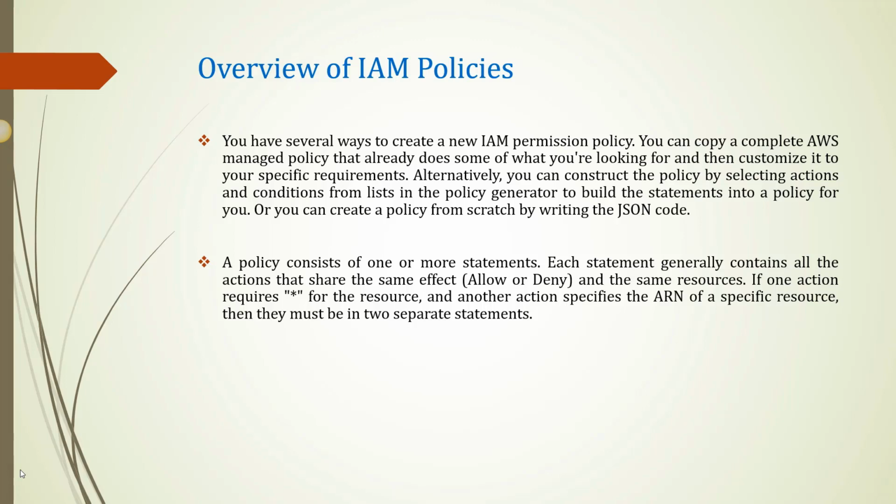A policy consists of one or more statements. Each statement generally contains all the actions that share the same effect, whether it is allow or deny, and the same resources. If one action requires star for the resource and another action specifies the ARN of a specific resource, then they must be in two separate statements. Now let's see how to create an IAM policy on the AWS Management Console.